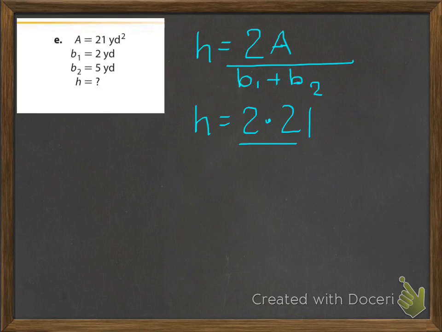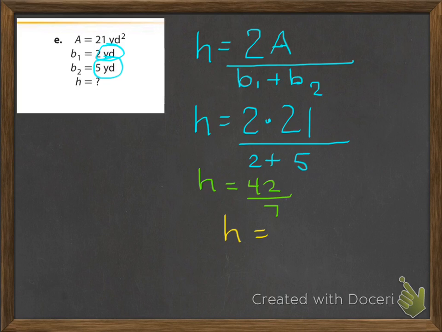Then we're going to divide all of that by 2 plus 5, because we got that from here. 2 plus 5, okay? Now we're going to make sure that we do our multiplication on top first. So we've got H equals 21 times 2 is going to give us 42, divided by 2 plus 5, which is going to give us 7.